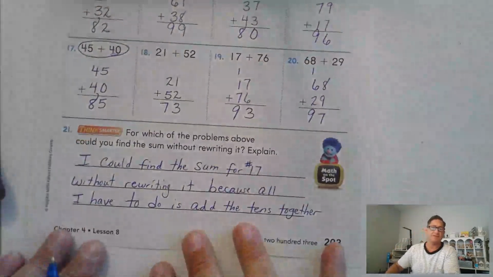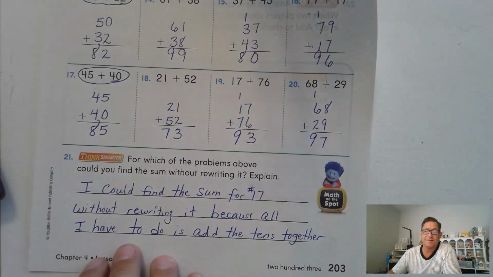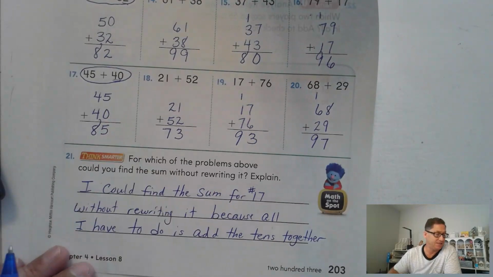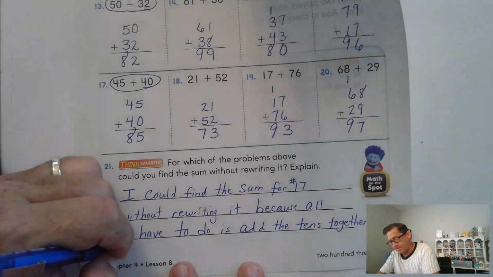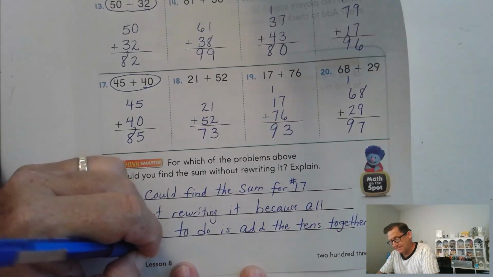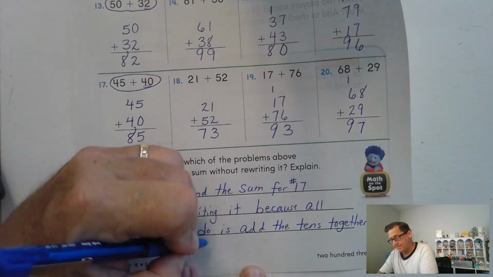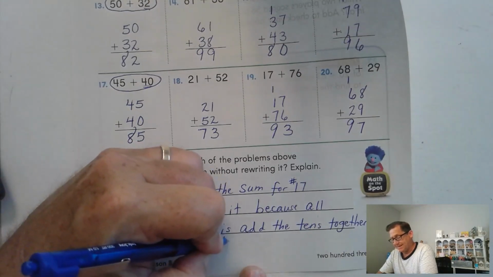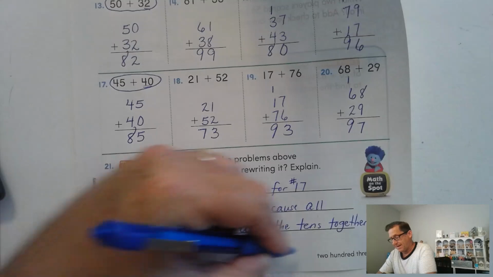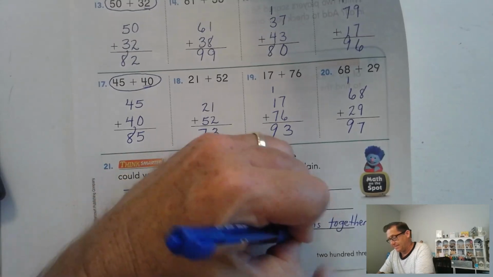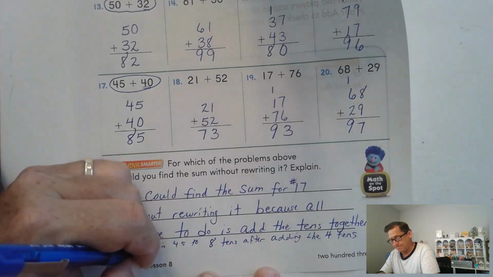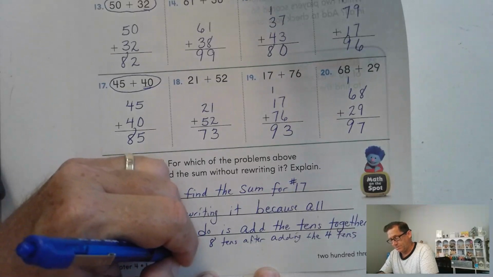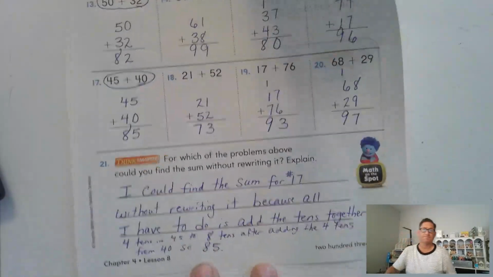I could find the sum for number 17 because all I have to do is add the tens together. The ones didn't change. Okay. So it went from 4 tens in 45 to 8 tens after adding the 4 tens from 40. So 85.